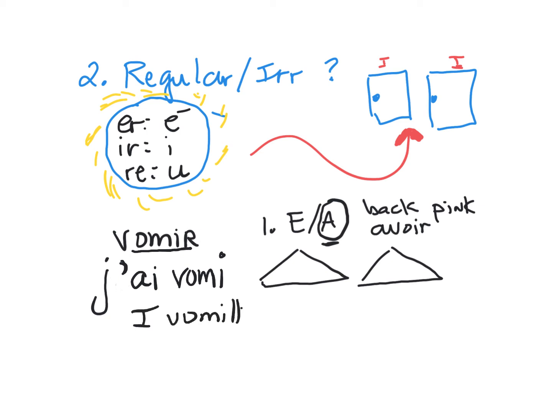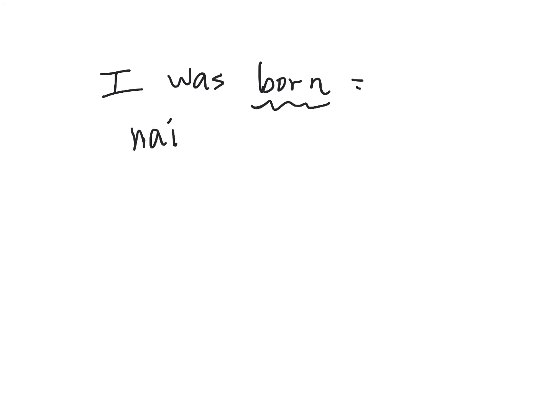Good job. Okay? So I'm going to just add one more slide there to those steps, and that would be you do the negative. And let's look at another verb. So let's look at the verb to be born. So if I wanted to say I was born, the first thing I have to do is figure out what's that verb in French before I start step 1. And naître is the verb to be born.